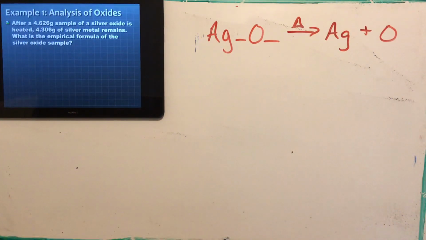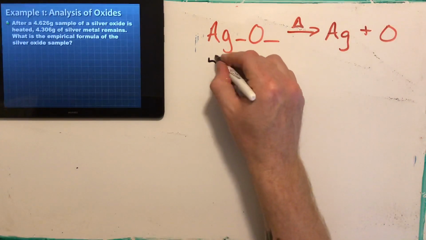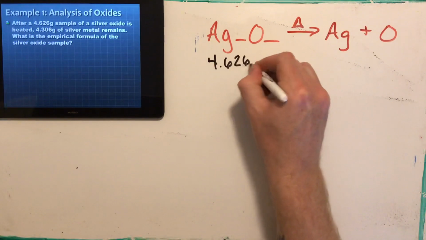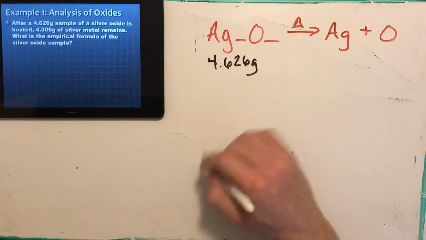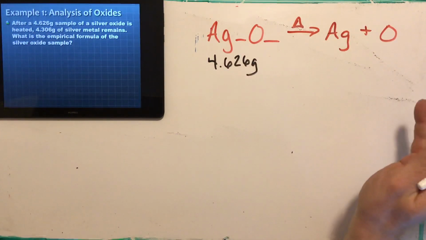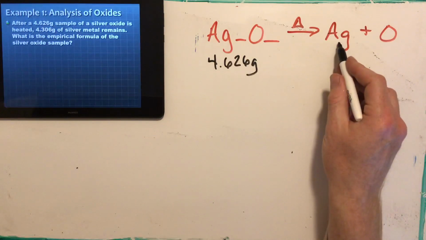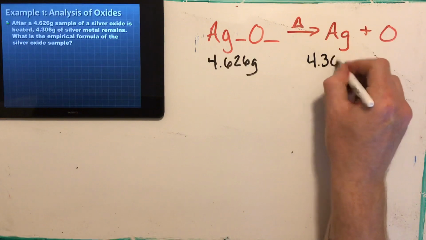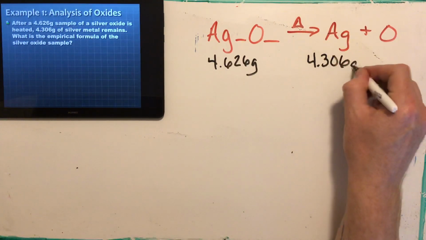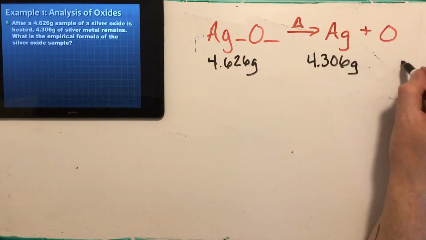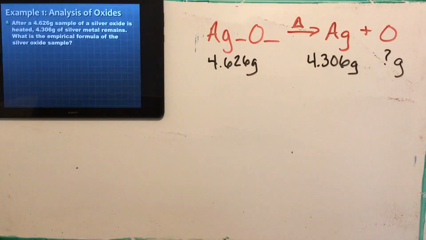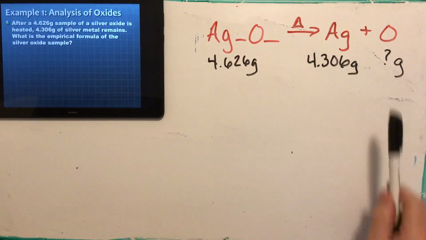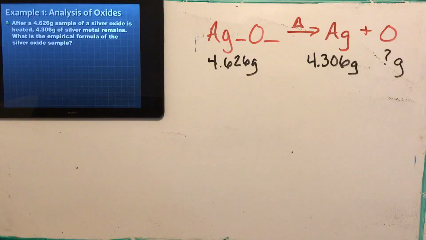Now the values that are given in this question, I'll put in black here. It says we have 4.626 grams of this. We heat it up. Now the oxygen would go up into the air, but this would be a solid. Silver is a solid metal. So they weighed this, and they got 4.306 grams, and this stuff went up into the air. It wasn't given in the question. It's hard to weigh that when it escapes into the atmosphere.